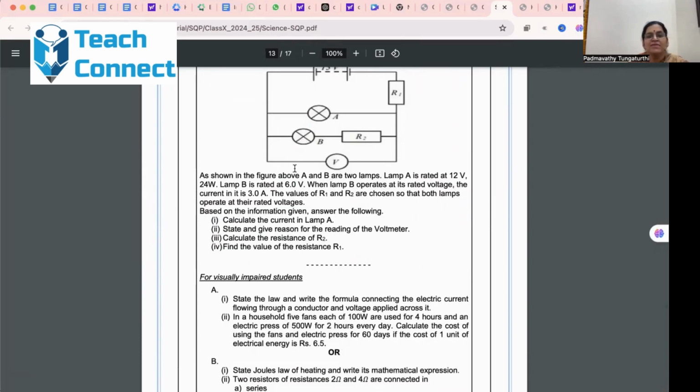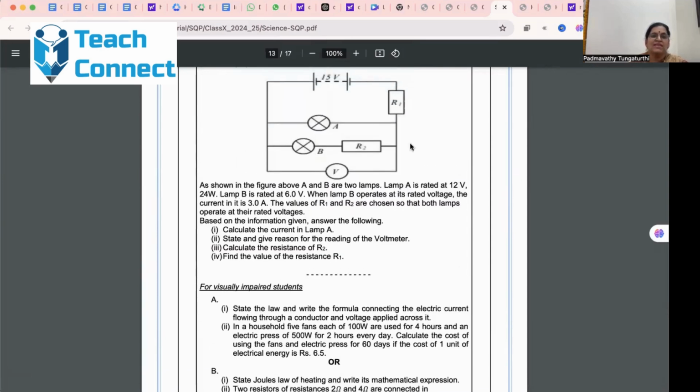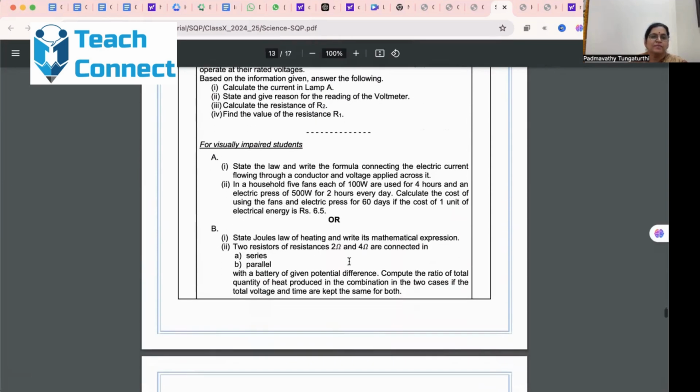Here there are two lamps. Lamps give out heat with voltage, current, the power. Any question can be asked over here. How can the value of resistance be calculated over here? For the visually impaired students, whenever there is a diagram given, the visually impaired students also will have a question.